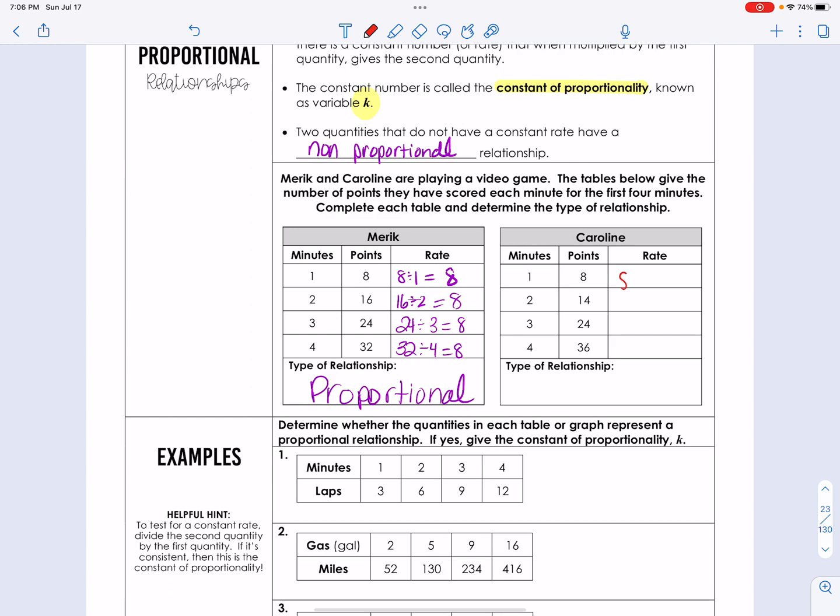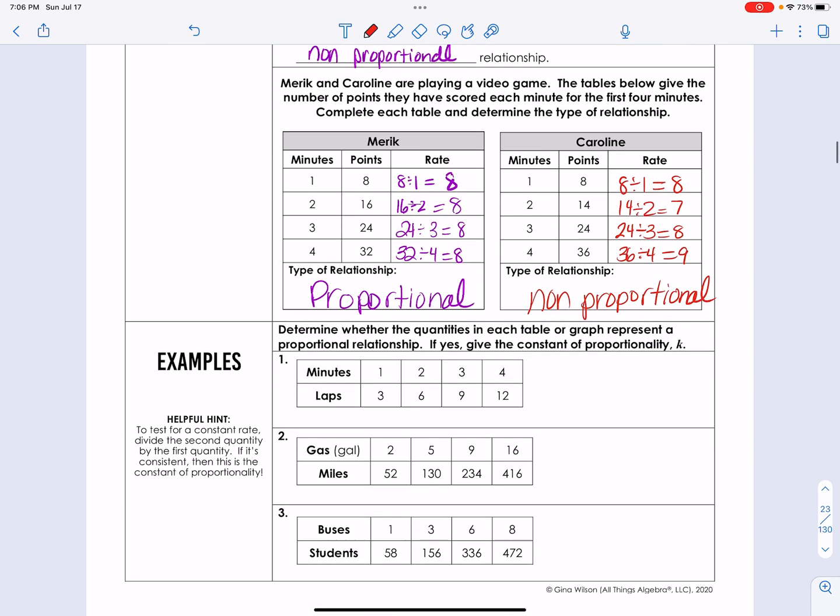If I do the next one, 8 points in 1 minute is 8. 14 points in 2 minutes is 7. 24 points in 3 minutes is 8. And then 36 points in 4 minutes is 9. This is non-proportional because it does not remain constant. It doesn't stay 8 the whole time.